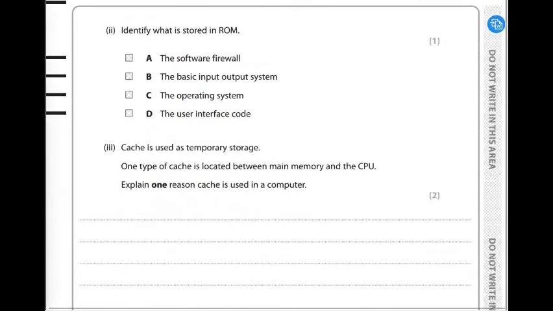Okay, so in this one, we need to identify what is stored in ROM. Process of elimination. It's not A, because a firewall is an application that's loaded after the device is booted. It's not C, because the operating system is loaded after the device is booted. And it's not D, because the user interface is loaded after the device is booted. So what are we left with? Basic input-output system, or BIOS for short. Nothing more I need to say there.